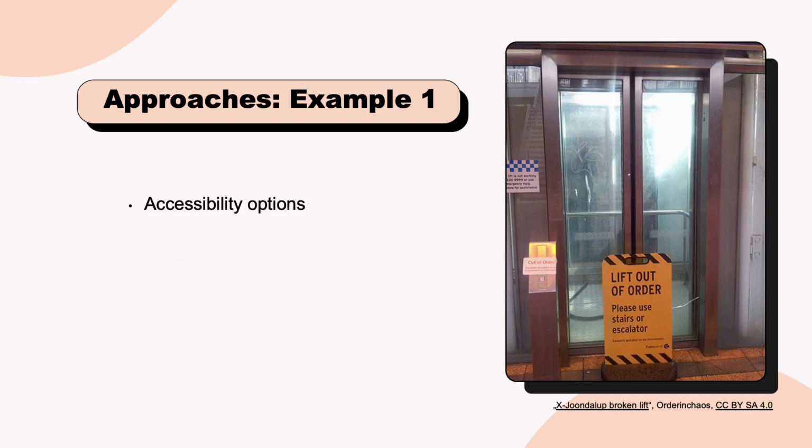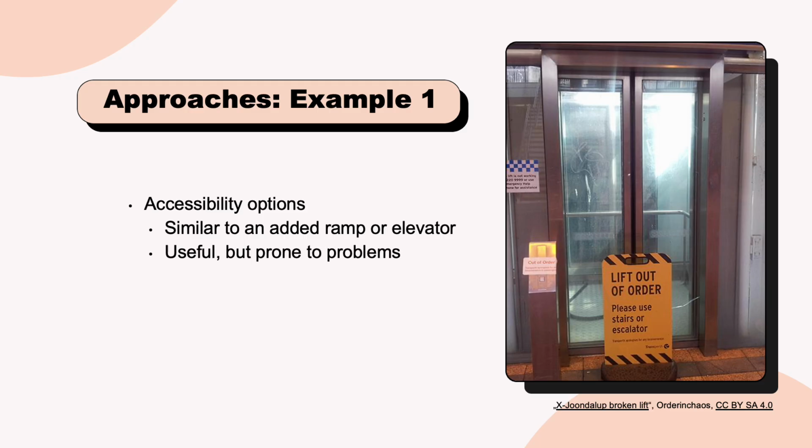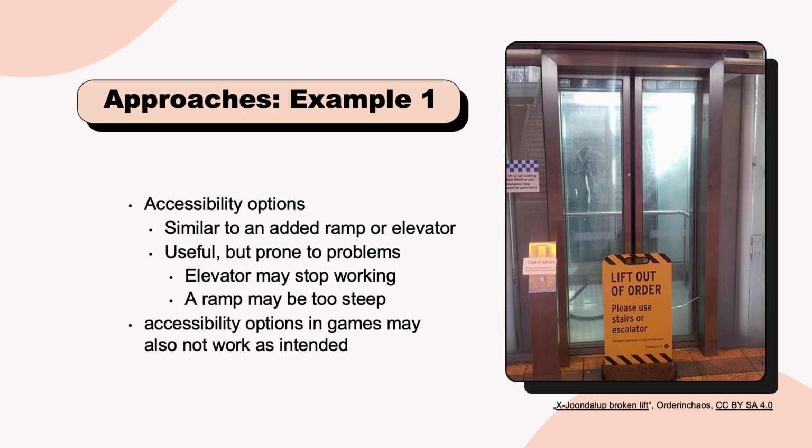Let's have a look at two examples to better understand the difference between accessible design and universal design. An accessibility feature would be a ramp or elevator that's added next to a flight of stairs so that people who use wheelchairs or walk can access a building just like any able-bodied person. This approach can work, but it's prone to problems. For example, an elevator may stop working due to technical issues, or a ramp may be too steep to use for some people. Accessibility options in a game may not have been tested properly and may not actually work as intended.